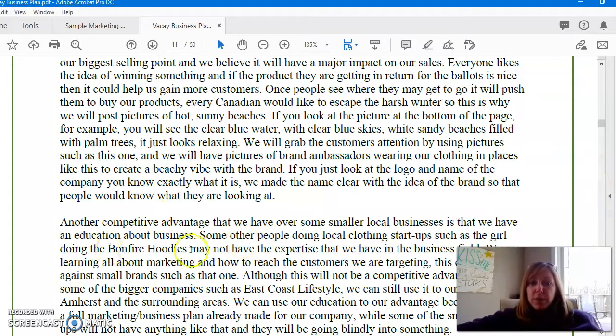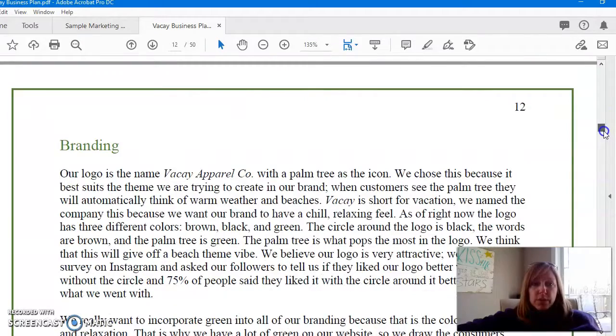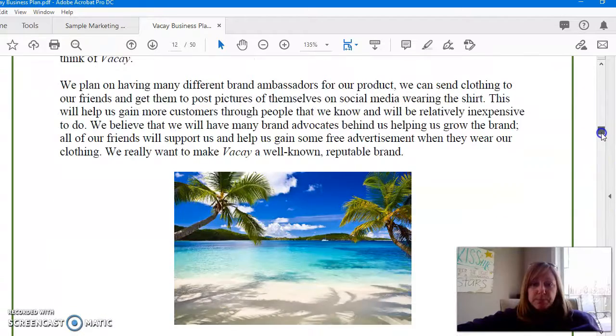They talked about other competitors locally. Bonfire Hoodies were one at that time, and East Coast Lifestyle is another competitor, so they included information about those. Of course, you talk about your branding. For them, they were going to be using a palm tree as their icon.